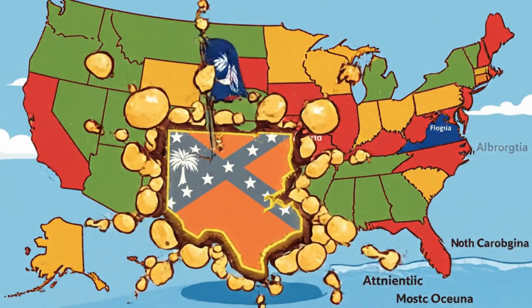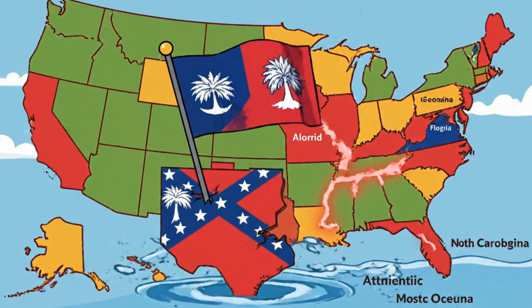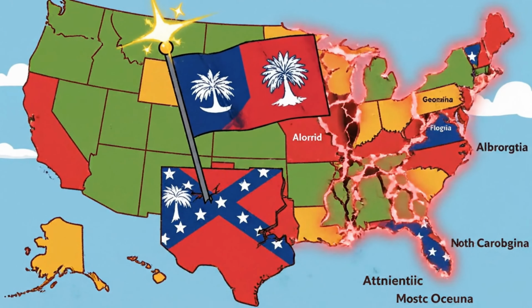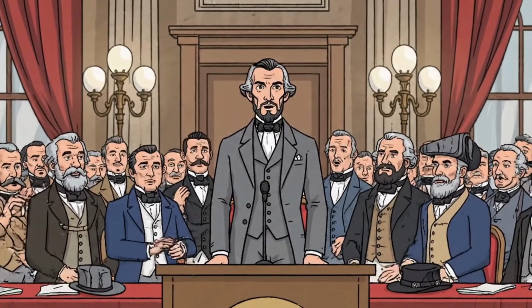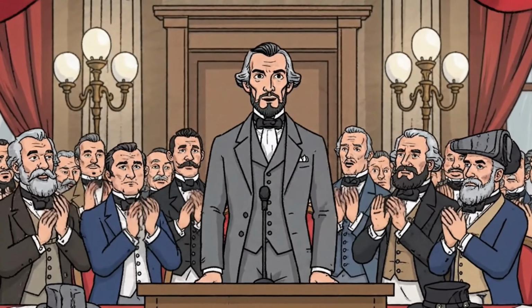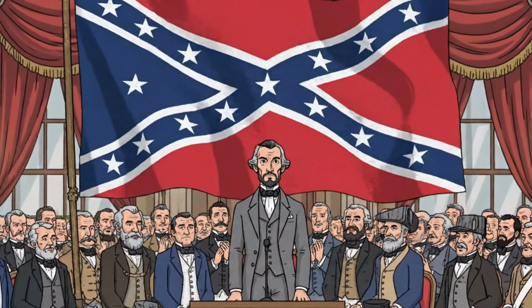South Carolina became the first state to secede, soon followed by 10 more southern states. These states formed the Confederate States of America and chose Jefferson Davis as their president.